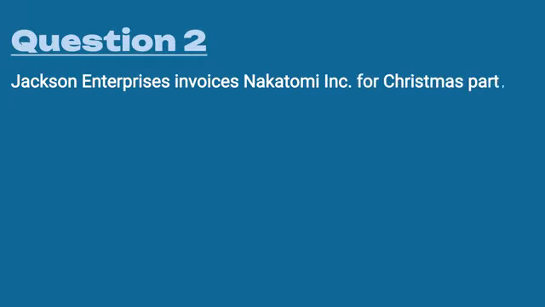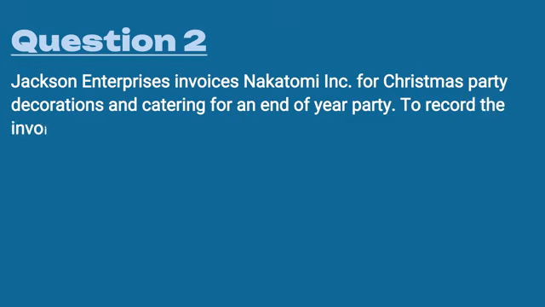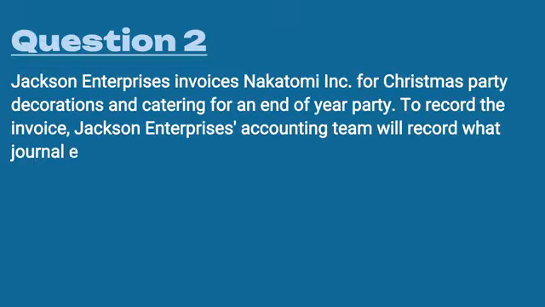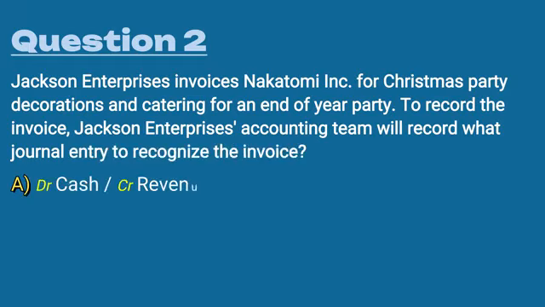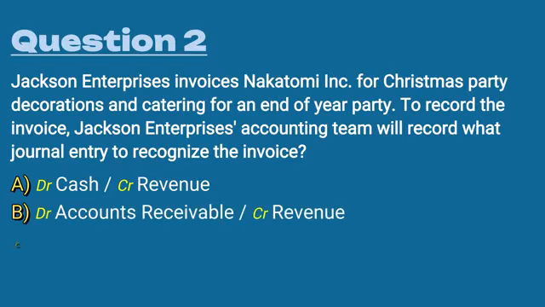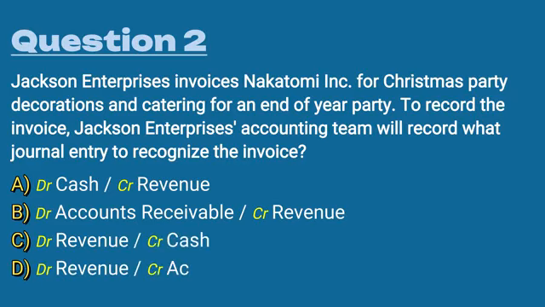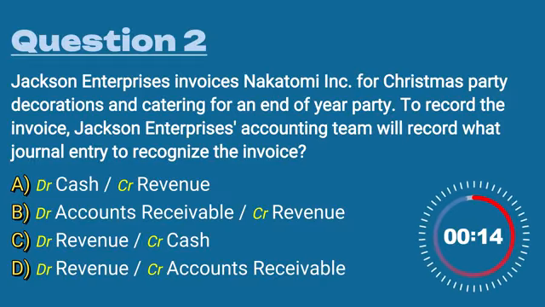Question number 2. Jackson Enterprises invoices Nakatomi Inc. for Christmas party decorations and catering for an end-of-year party. To record the invoice, Jackson Enterprises accounting team will record what journal entry to recognize the invoice? A, debit cash, credit revenue. B, debit accounts receivable, credit revenue. C, debit revenue, credit cash. D, debit revenue, credit accounts receivable.